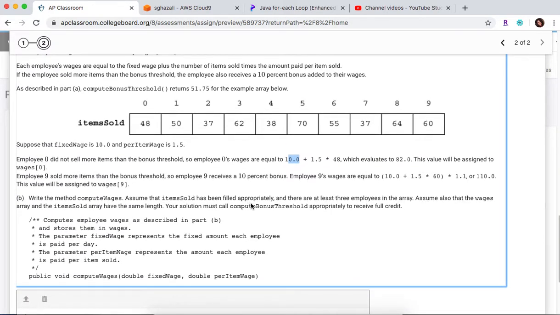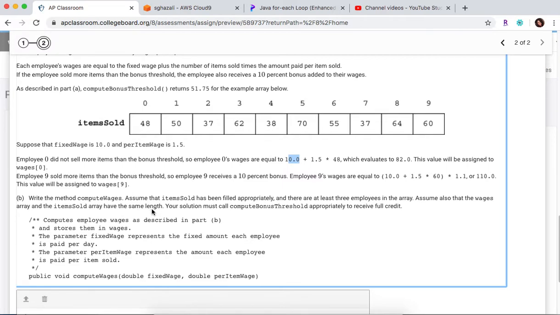By the way, let's read what it says. Write the method compute wages. Assume the item sold has been filled appropriately and there are at least 3 employees in the array. Assume also that the wages array and the items sold array have the same length.